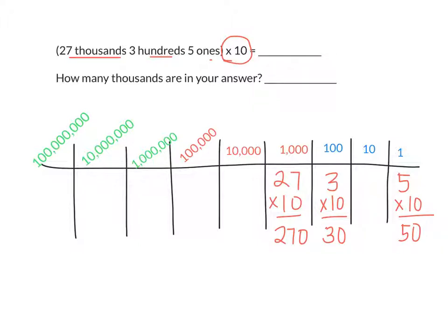But that's a weird way to say the answer, huh? It's not the standard form. So now we have to regroup. We have to figure out where these values really go. So we know that 10 thousands equals 1 10 thousand. Do you agree? Do we have at least 10 thousands in 270 thousands? How many tens do we actually have? How many tens are in 270, Sanvi?